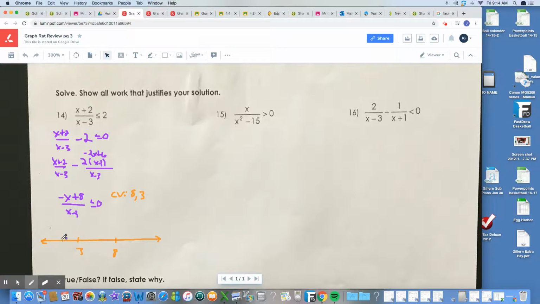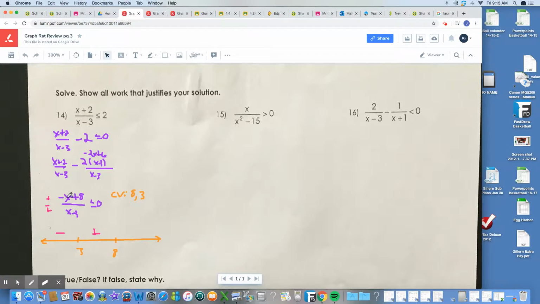So if I plug in 0, pick 0 because it's easy to work with, I get 8 over negative 3, which is a negative number. If I plug in 5, I get negative 5 plus 8, which is 3, which is positive. And then I get 5 minus 3, which is also positive. So that is a positive number. When I plug in 10, I get a negative over a negative.